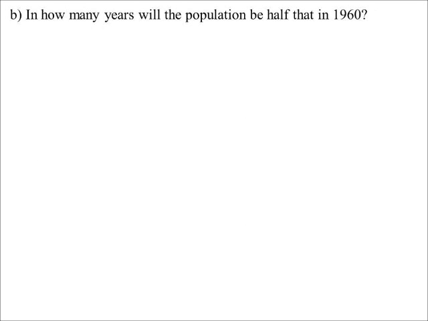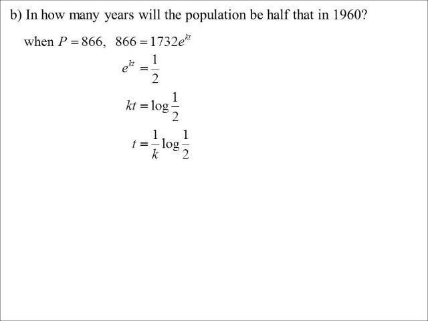So, in how many years will the population be halved? That of 1960. So 866, that is half of 1,732 for those who were unsure. So e to the kt will equal a half. Rearranging that again, making t the subject, we get 1 on k, the log of a half, which also happens to be the formula to work out the half-life of radioactive material for those that do, what's that in chemistry? No. So that's basically where it comes from, this sort of idea. Okay. Now, I haven't bothered writing out the k, it's just that value we found before.